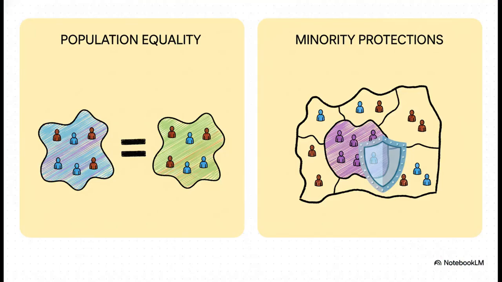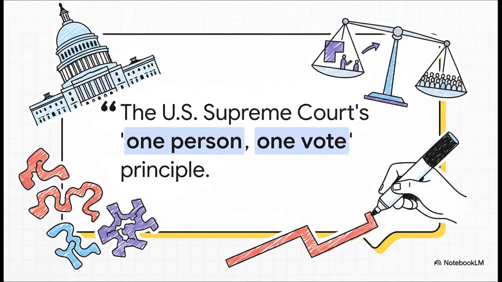And here they are. First up, population equality. This just means every district in a state has to have pretty much the same number of people living in it. And second, minority protections. You can't draw the lines in a way that waters down the voting power of minority groups. So let's dig into each of those a little bit more. The first rule really boils down to this incredibly powerful idea: one person, one vote. The Supreme Court has made it crystal clear that your vote shouldn't be worth more or less than someone else's just because of the district you happen to live in.